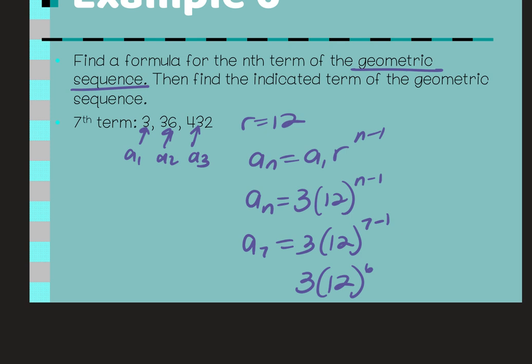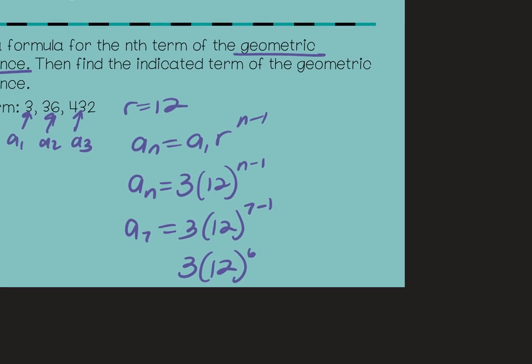Now, what you don't want to do is 3 times 12 to the 6th, because then you're doing 36 to the 6th. You have to make sure that you're only raising 12 to the 6th and then multiplying it times 3. Does that make sense? That 6 only applies to the 12. So 12 to the 6th times 3, 8,957,952.